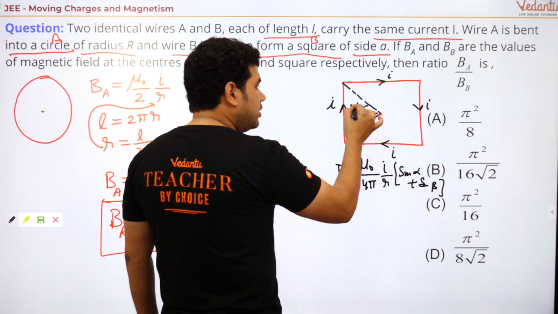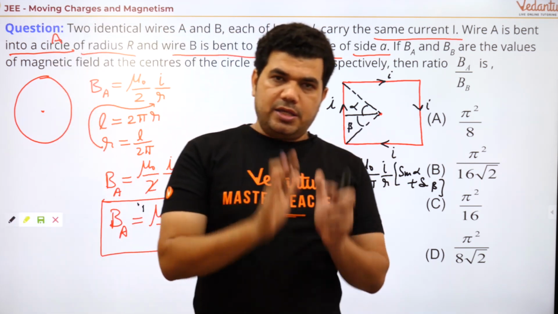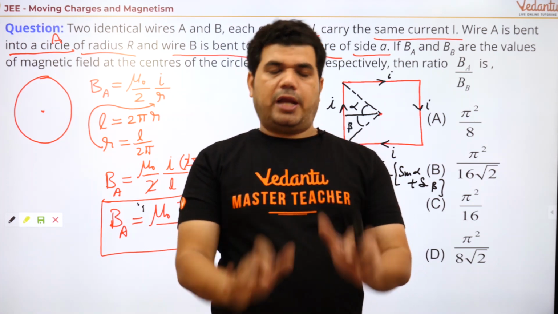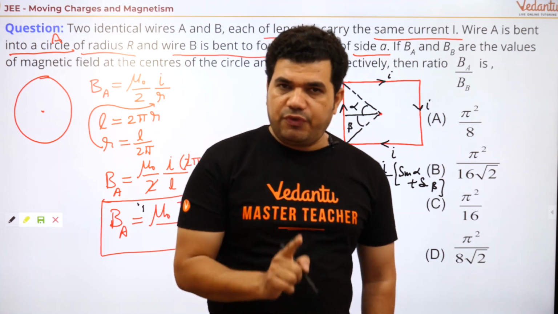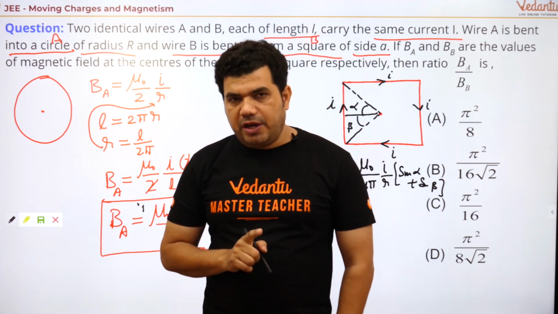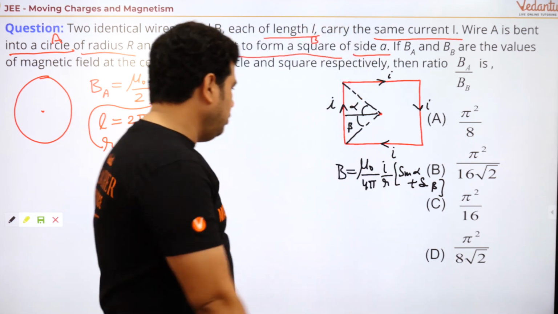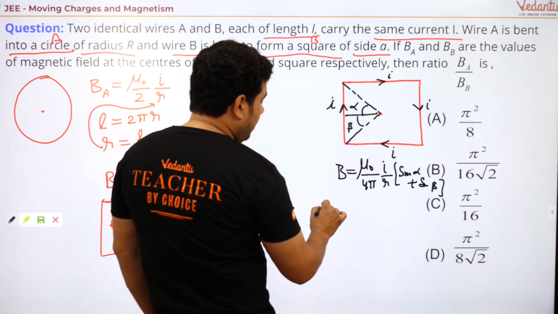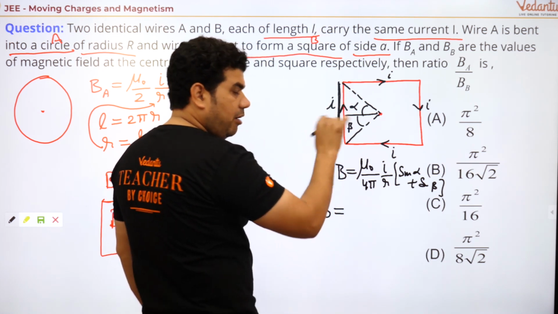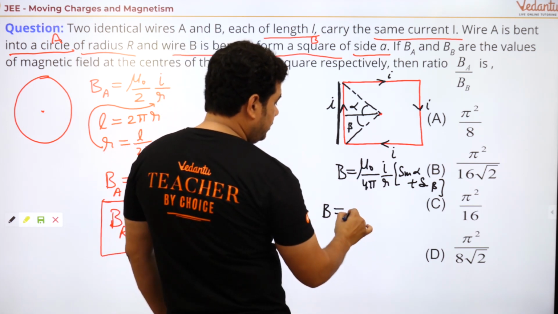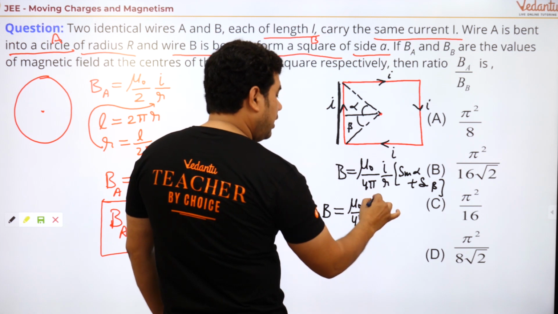What are alpha and beta? This is alpha and this is beta. For this case, alpha is 90 degree and beta is also 90 degree. Sorry, not 90, 45 degree. If alpha is 45 degree and beta is 45 degree, then sine alpha plus sine beta means 1 by root 2 plus 1 by root 2. Now we calculate B, magnetic field due to a single wire. We are looking at one wire, so we have to multiply by 4. Mu naught upon 4 pi I.